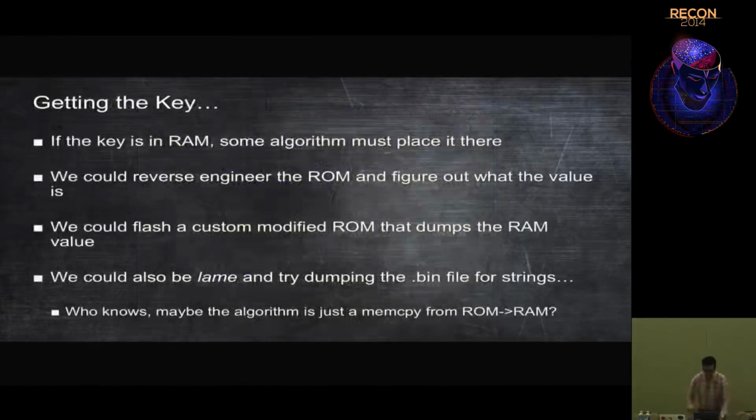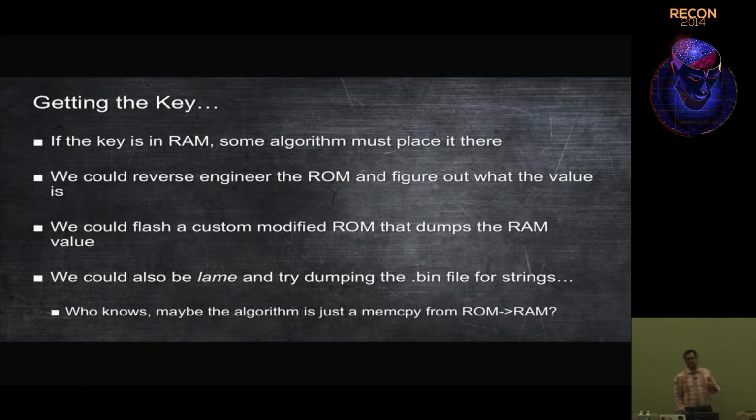Well, we know we can flash the thing, and we also know something places the key in the RAM. So one choice is, let's reverse engineer the ROM and see how it puts it there in RAM. There's probably some algorithm that generates that key and stores it at that location. It's probably obfuscated, it's probably heavily hidden, but we can reverse engineer and find it out. We could also just be lazier than that and flash a custom ROM. Since we do have the ability to flash, I can just flash a modified ROM that dumps RAM, and I can have a ROM that dumps its own key out.